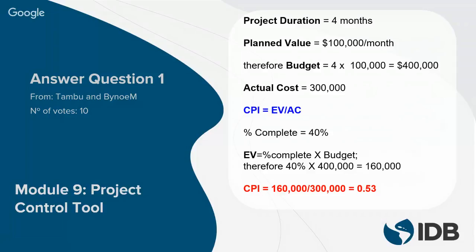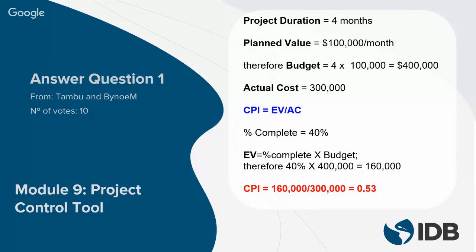In other words, what we intended to spend each month was $100,000. So if the project is 4 months and we intend to spend $100,000 per month, the budget would therefore be $400,000 for the entire duration of the project. The question also gave us the actual cost, which was $300,000. So based on the information it gave us, we calculated the budget, and we use that budget in other parts of the formula.